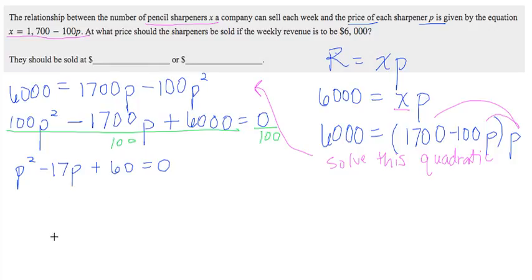So I think you can probably solve it from here. It is factorable, which is nice. And that'll give you the two values of p at which these pencil sharpeners could be sold. If you have trouble with this, just let me know and I'll help you further.